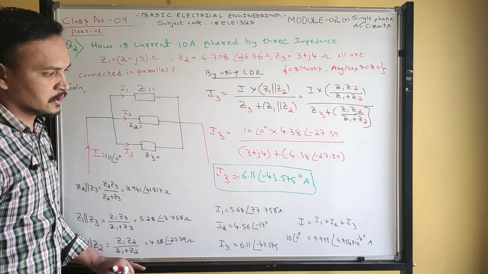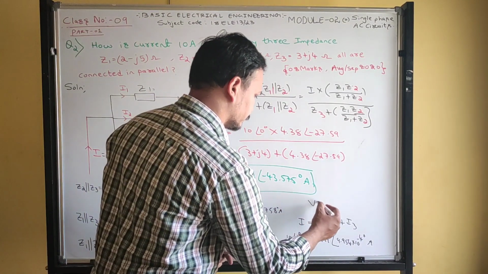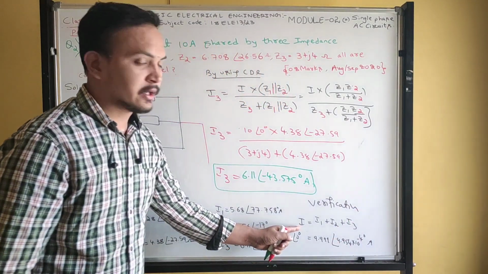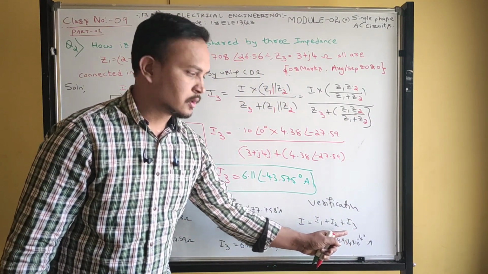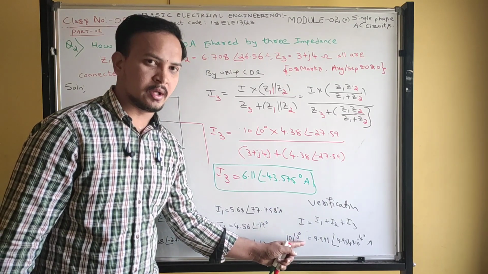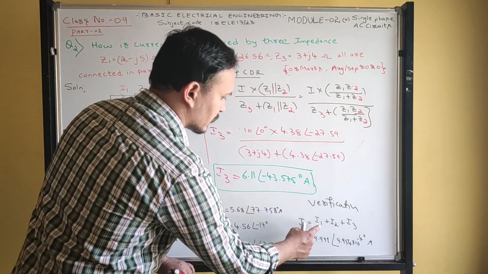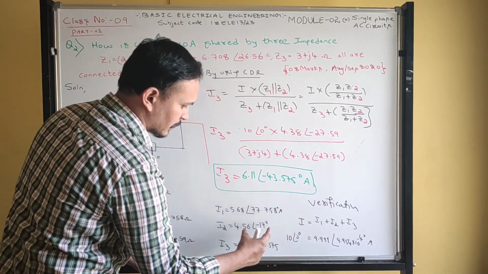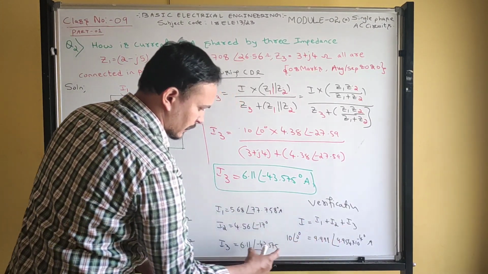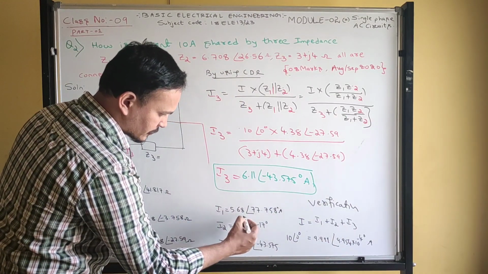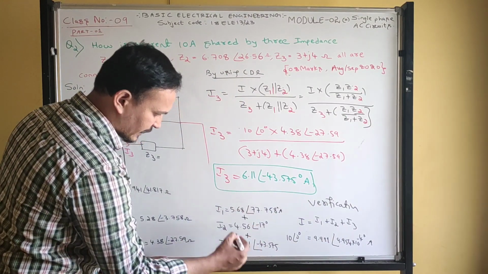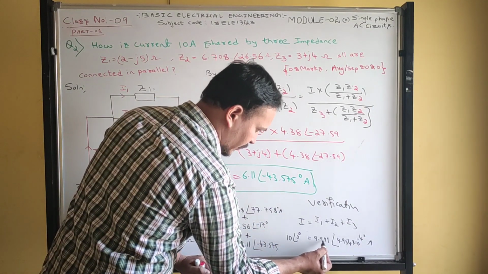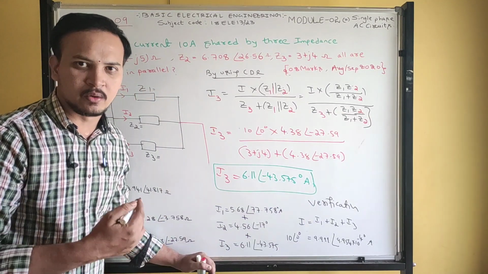So we know that in a parallel circuit the supply current is equal to the sum of all the branch currents. Now you do the verification. Supply current is equal to the sum of all the branch currents. What is the supply current? 10 at an angle 0 degree is equal to, you enter the I1 value, this equation, plus the I2 value, this one, plus the I3 value, this one. Add all these currents. The resultant current in polar form, you will get 9.999. Means what? 10 ampere only.